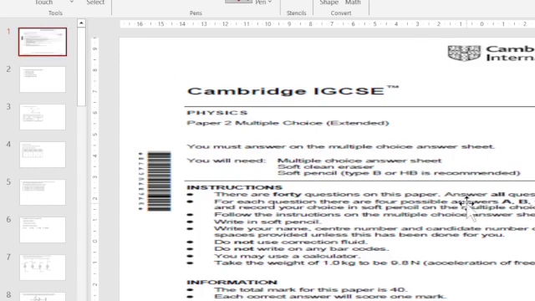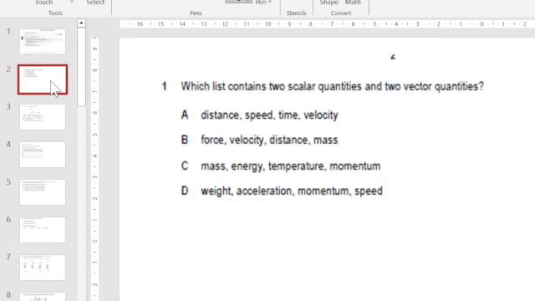In today's session, we are going to discuss the Cambridge IGCSE exam Physics Paper 2, paper code 0625. Yes, we will start from question number 1.